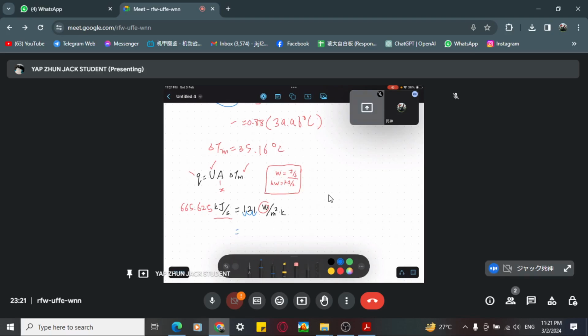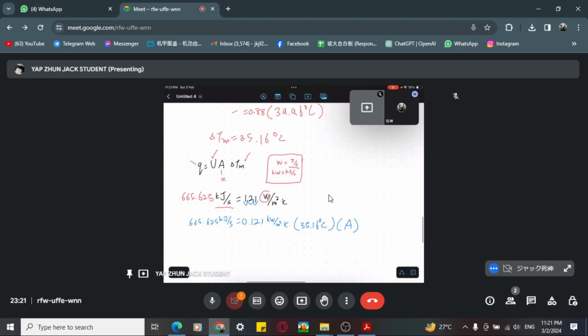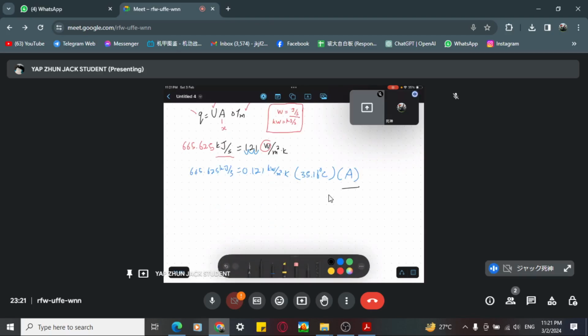Then we have area. I want to find the area, so area I will keep constant and all of this goes over here. So your area will become, calculator take out, 665.625 over 0.121 over 35.16. Then you will get your area of 156.457, in other words 156.46 meter square. So you get your answer for finding your area. In this video, we finish calculating quiz 5.